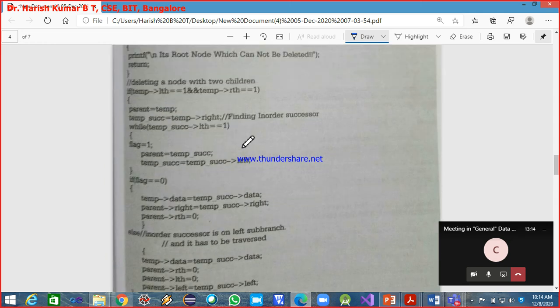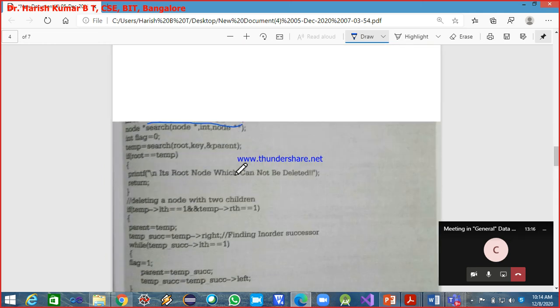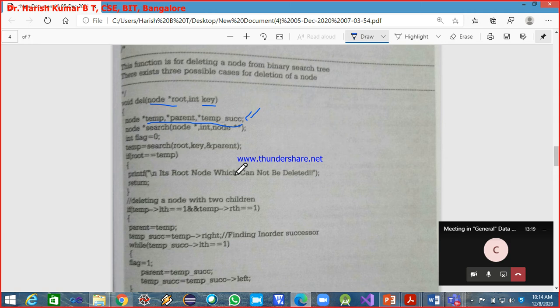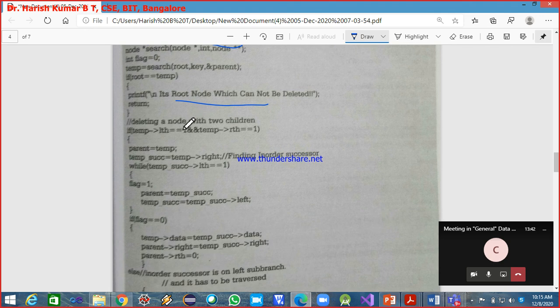Okay, let me start from the beginning. No issues. So deleting a node with two children. Initially we check whether the tree is empty. If there is only one node, only the root node, then I say the root node cannot be deleted. And next I go for checking whether the node to be deleted has two children or not.